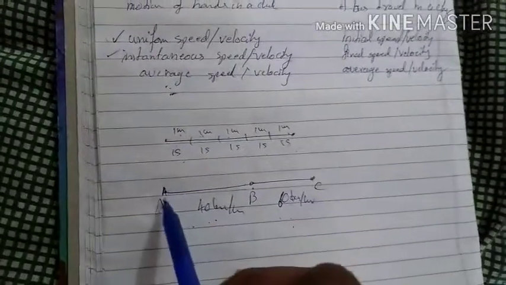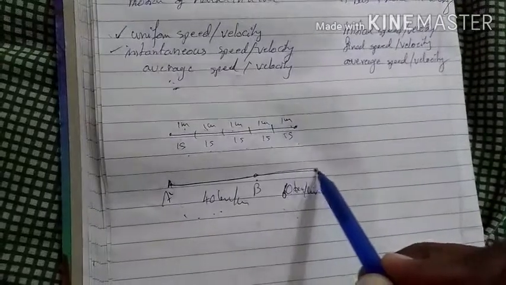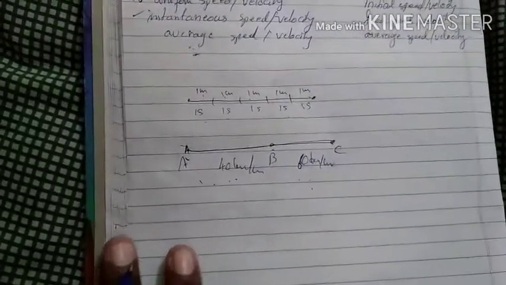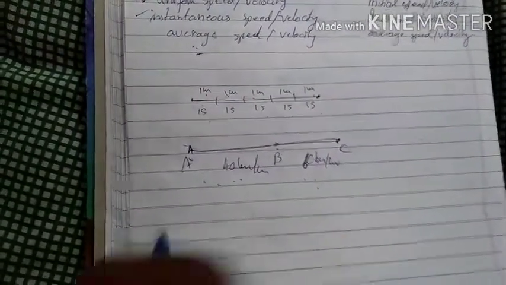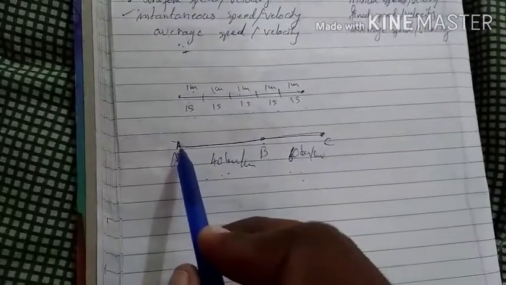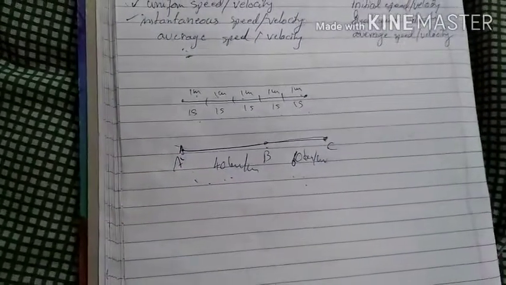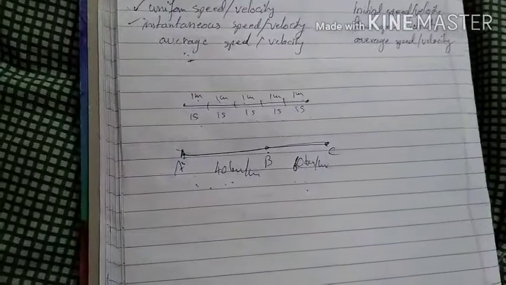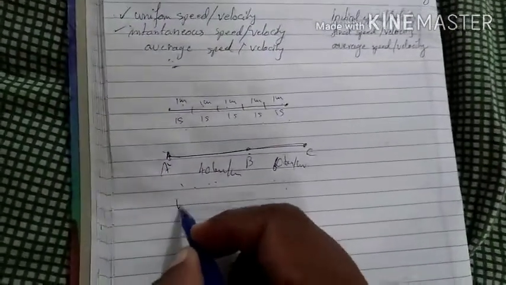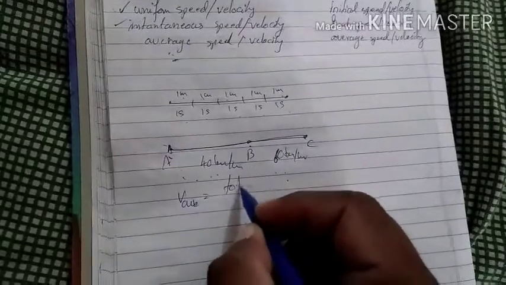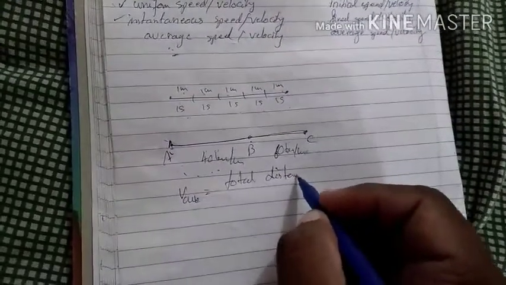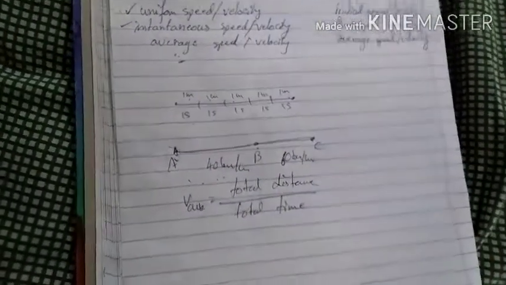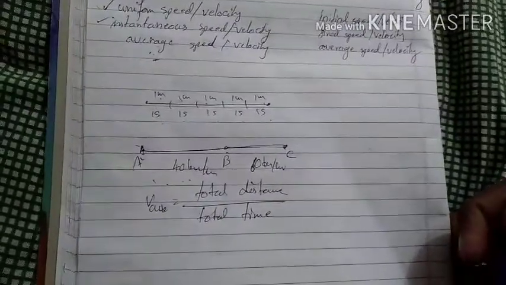But what is the total average speed taken to travel from A to C? This is what we want to find out. The total approximate speed it takes from A to C is called average velocity or average speed in uniform motion. How can we find it? We have a formula: total distance by total time.